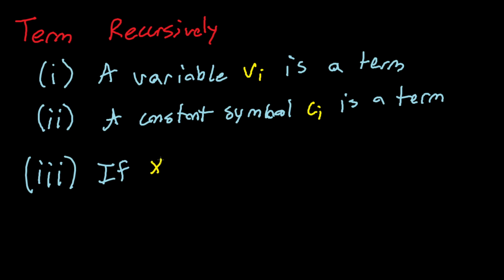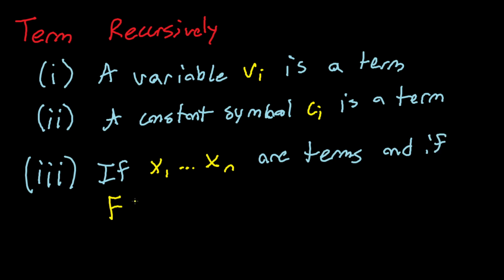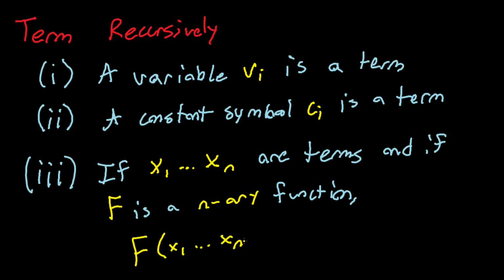If x1 through xn are terms, and if f is, here comes this guy, an n-ary function, so a function that takes n inputs, f of x1 through xn is a term.